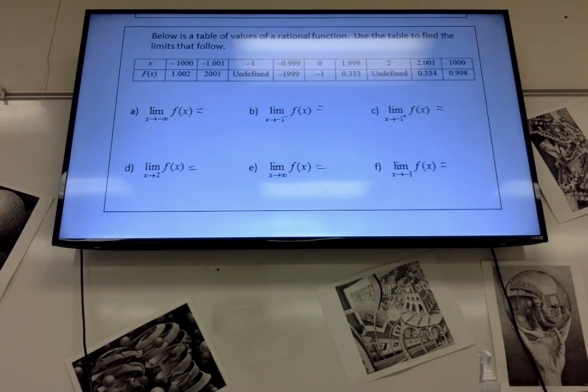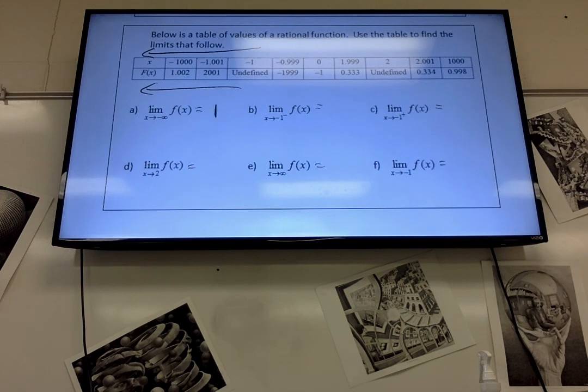Okay. So the limit as x approaches negative infinity. So as I go this way, what's y doing? It looks like it's going to 1. Yep, I would agree. We good?